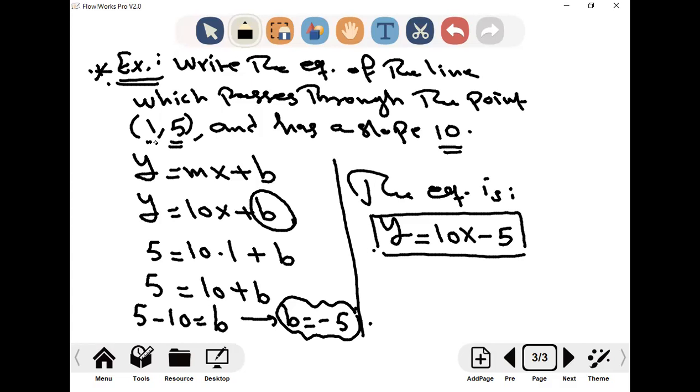Done writing? Now the second idea of writing a linear equation: the question gives you 2 points instead of one point and the slope, okay? The question won't give you the slope, it just gives you 2 points. Example.